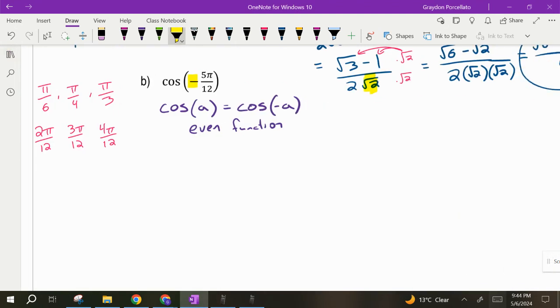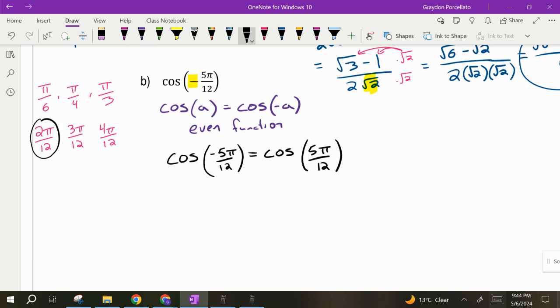So what we can do right off the bat here is say, well, I know that the cos of negative 5 pi over 12 is equal to the cos of 5 pi over 12. Well, that's a good start because I've already gotten rid of that negative, and that makes it a little easier. And now I know that 2 pi over 12 plus 3 pi over 12 is 5 pi over 12. So I'm going to rewrite that as cos of 2 pi over 12 plus 3 pi over 12. Well, that's equivalent, right?